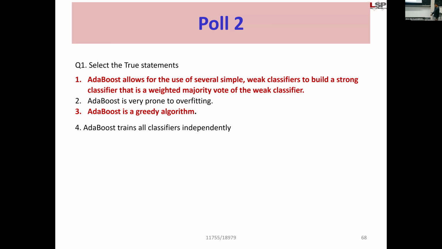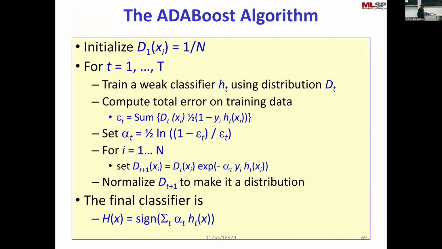It's greedy. Joint optimization was quite impossible. So what we did was just do it one step at a time. And then it trains all the classifiers independently? No, it doesn't, because each classifier is fixing the errors that the others made.